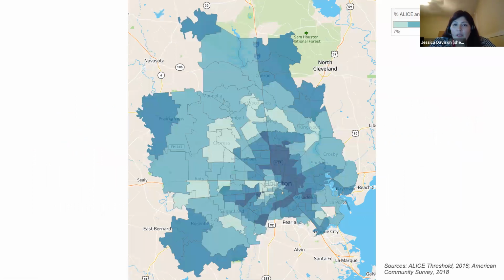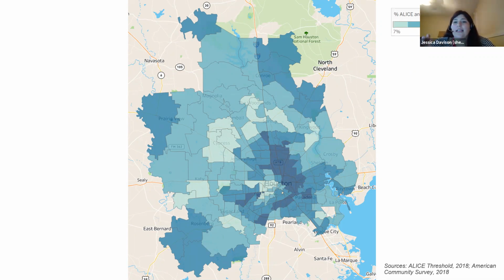The thing I really appreciate most about the ALICE data is you can get hyper local about what it looks like in your community, in your zip code. This is a map of the 4 county service area that includes Fort Bend, Harris, Montgomery, and Waller counties. The darker blue indicates a higher concentration of households that are ALICE and below, meaning they're at ALICE or below the federal poverty level.